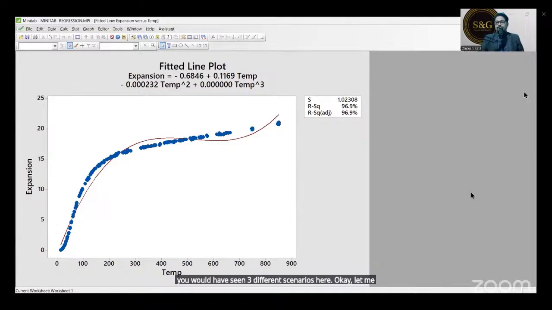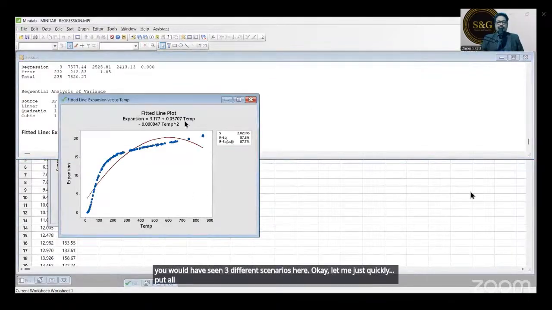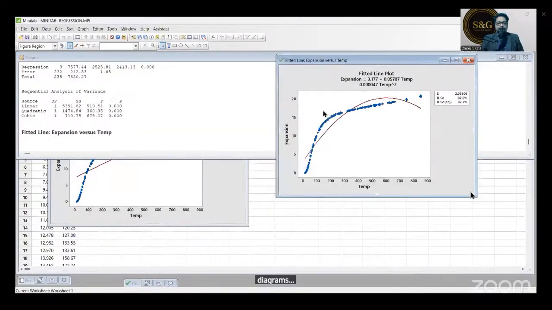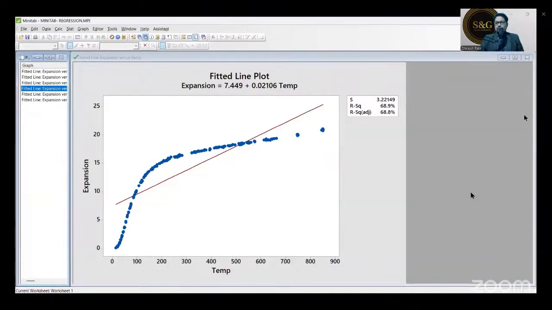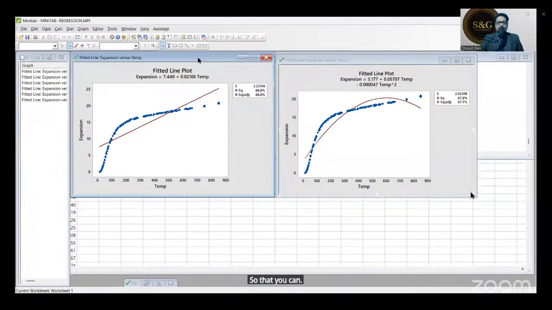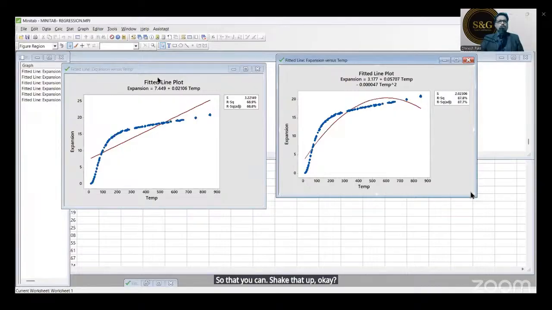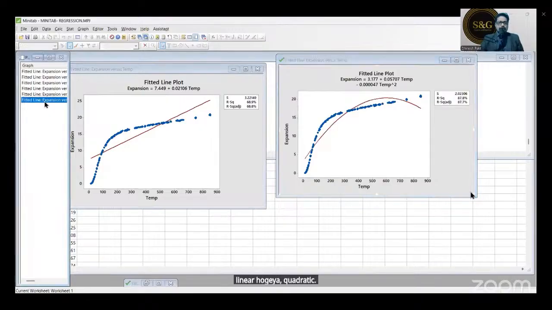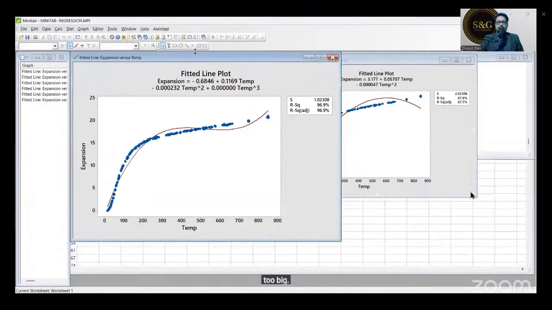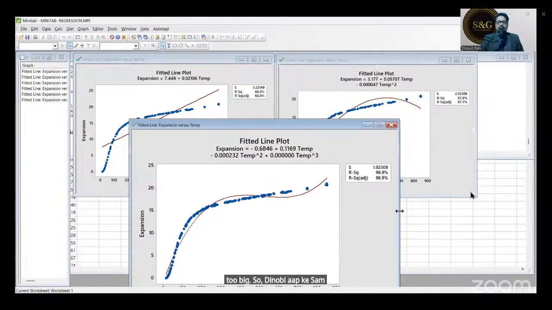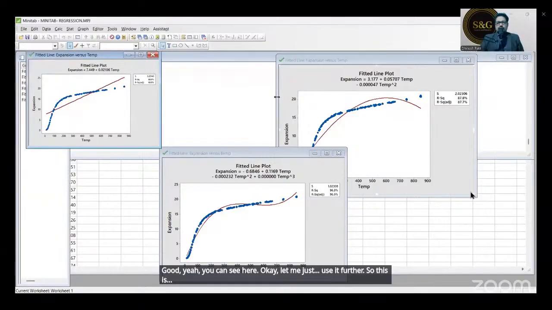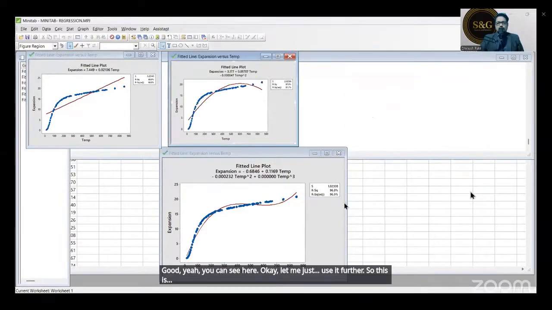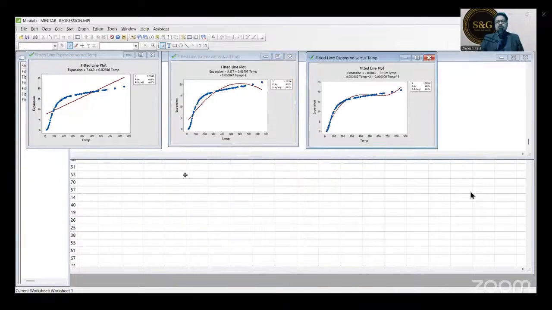Let me quickly put all these three diagrams together. This is linear, and we make it smaller so that you can see. Linear, then this is quadratic, and we need cubic. So I have put all three in front of you. Let me reduce it further. See the difference between these three.